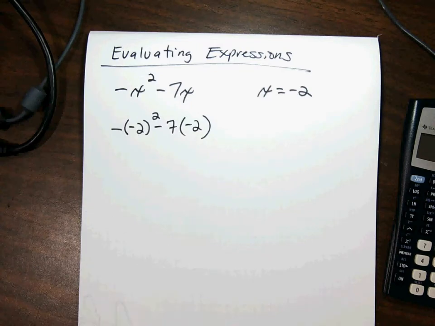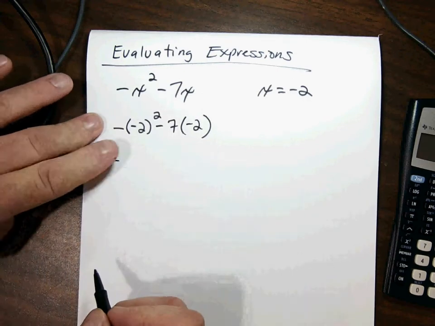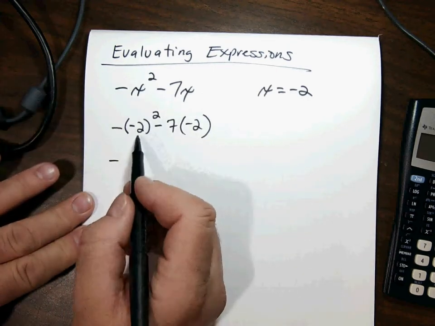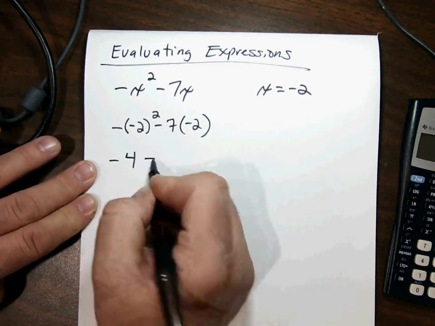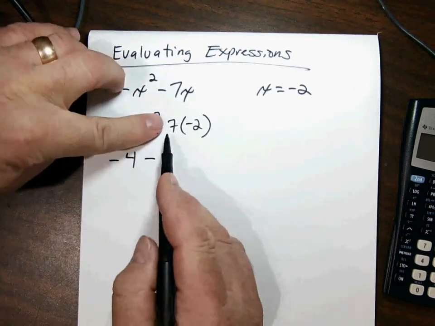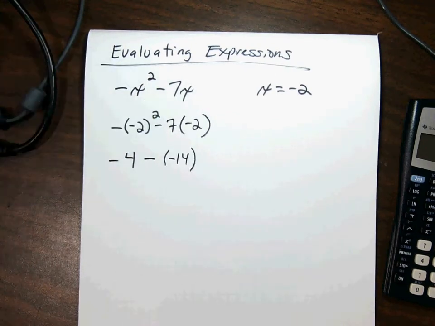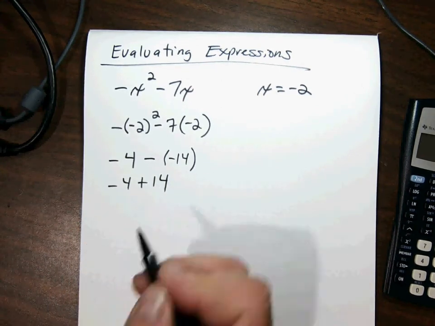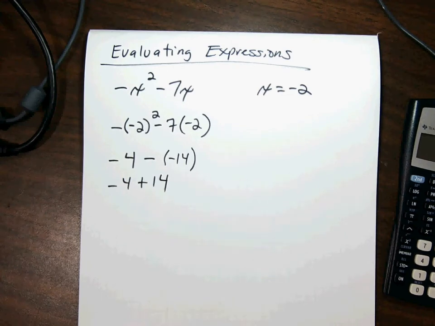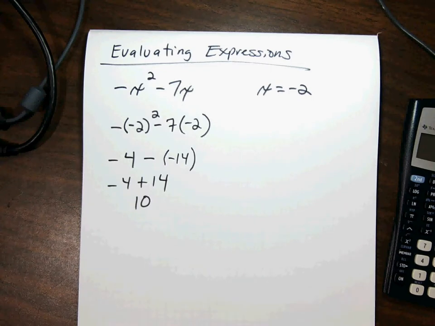Order of operations. There's nothing to do in the parentheses. Let's move on to exponents. That negative out front stays put. Negative 2 in parentheses squared becomes positive 4. That minus is coming down. That's subtraction. So now that's 7 times negative 2, negative 14. Okay? Minus negative is our best friend. It's plus positive. Negative 4 plus 14 becomes a positive 10. Okay?